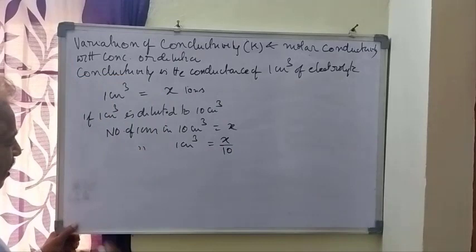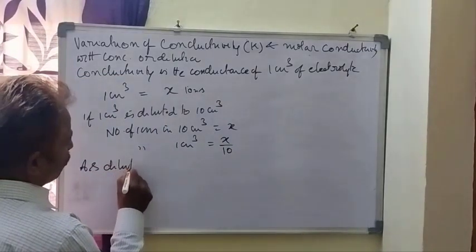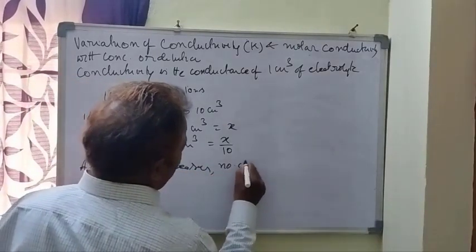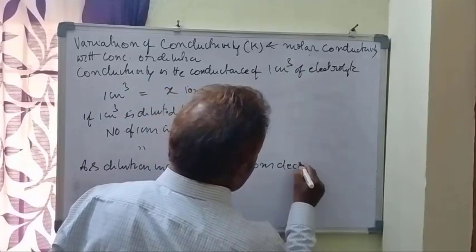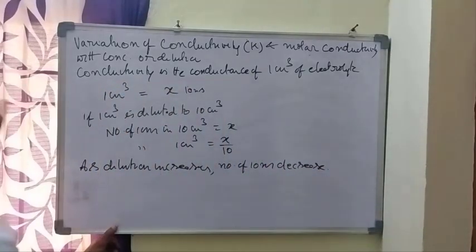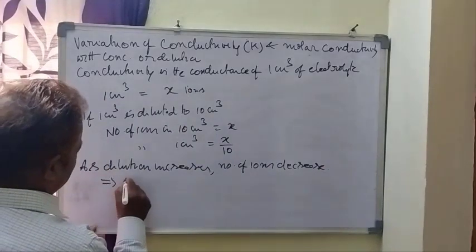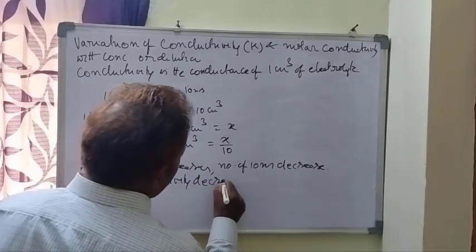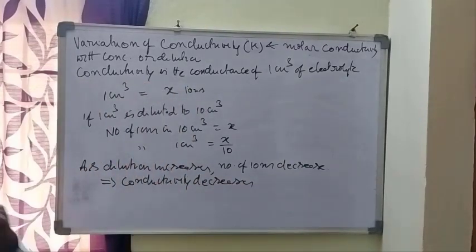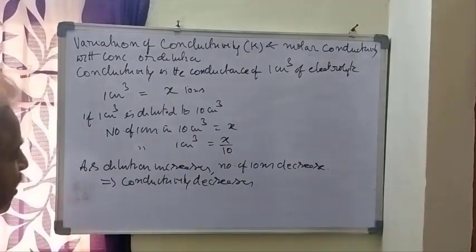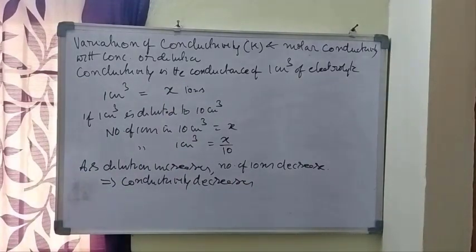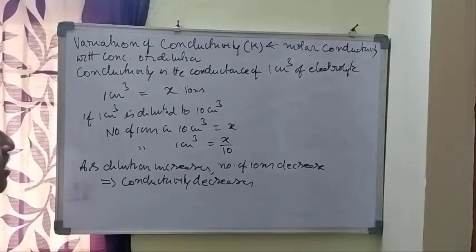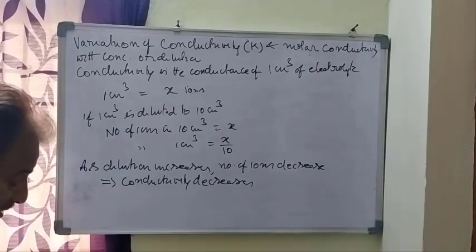So the number of ions decreases as dilution increases. If the number of ions decreases, conductivity decreases. Therefore, if dilution increases or concentration decreases, conductivity decreases, because as dilution increases, the number of ions per cubic centimeter decreases, therefore conductivity decreases. This is about variation of conductivity with concentration.